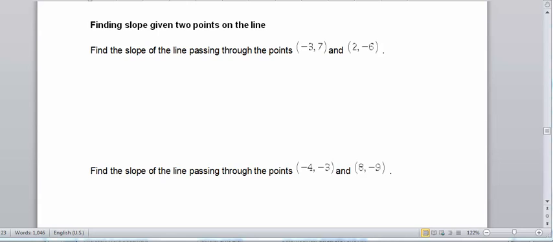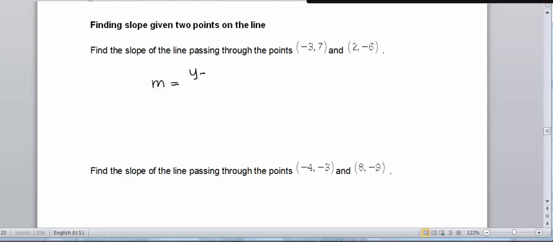If we're given two specific points, we can find the slope of the line that passes through these 2 points. And if you remember, the formula for slope is m equals y2 minus y1 over x2 minus x1, right? Or a lot of times you'll see the rise over the run.